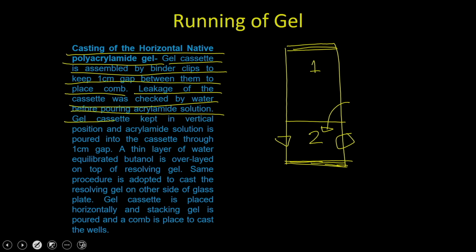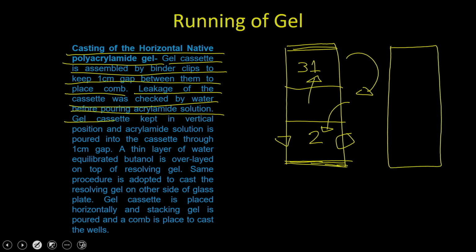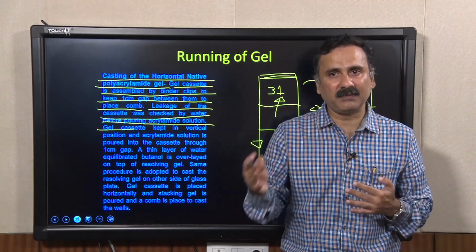Once it is polymerized, you rotate this, and then you put number 3 on this side and bring it down, and then pour it again. So, you can imagine it like this: number 2 will go on top and number 3 will come at the bottom, and that is how you pour into this. So, the casting is going to be a 2-step event.